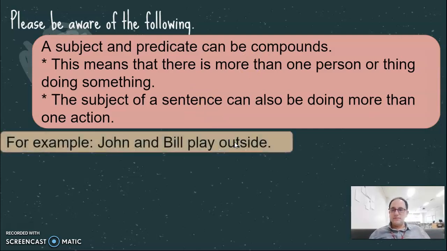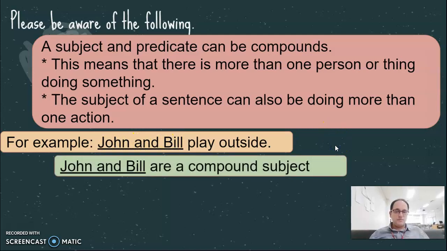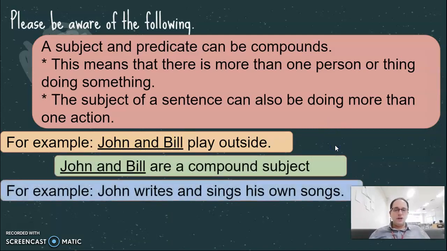Let's have a look at this. For example, John and Bill play outside. So here we have John and Bill. That is my subject. But it's more than one. John is one person and Bill is another person. Right? So John and Bill is a compound subject. Then we have John writes and sings his own songs. So now we know a predicate is the action of a sentence. He is doing more than one action. He's taking more than one action. He writes and sings his own songs. So in this case, we'll call it a compound predicate. Just want you to be aware of it because that word will pop up.